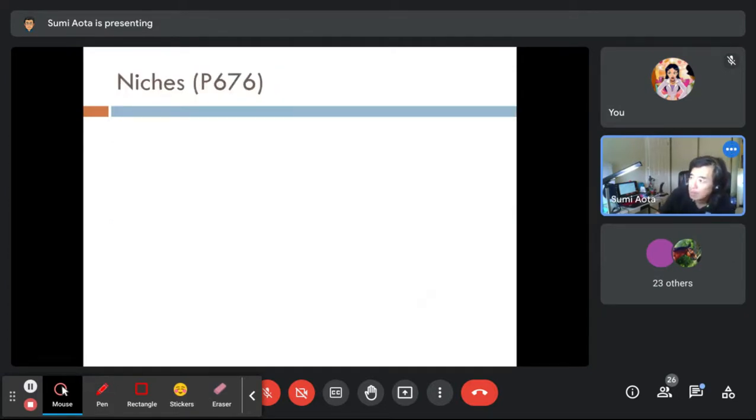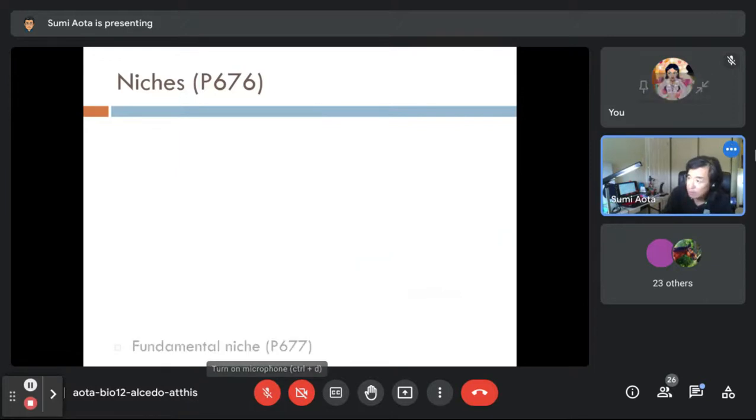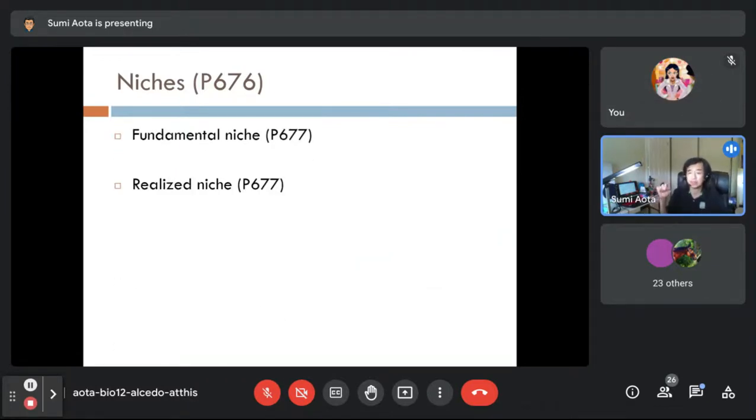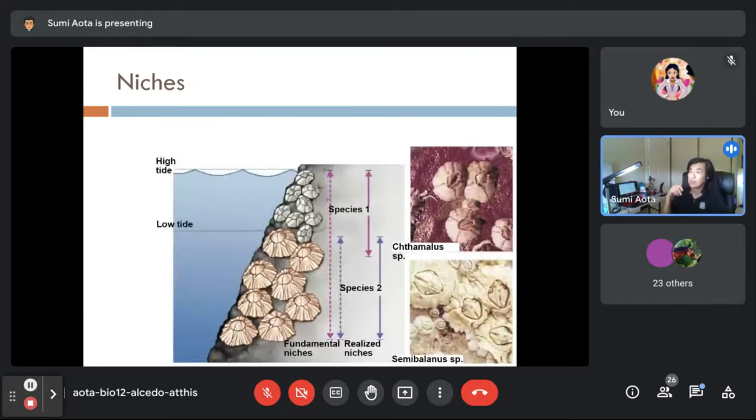Okay, so if we look at niches, there are two kinds of niches that we're going to be talking about, and I'll talk about it in the next slide. Okay, these are barnacles, right? They're sea creatures that live by attaching themselves to some substrate, usually rock, okay? And they make a living in the intertidal zone. Now, there are, in this particular picture, two different species of barnacles. Up top here, the smaller guys are Chthamalus, and the bigger ones are Semibalanus.